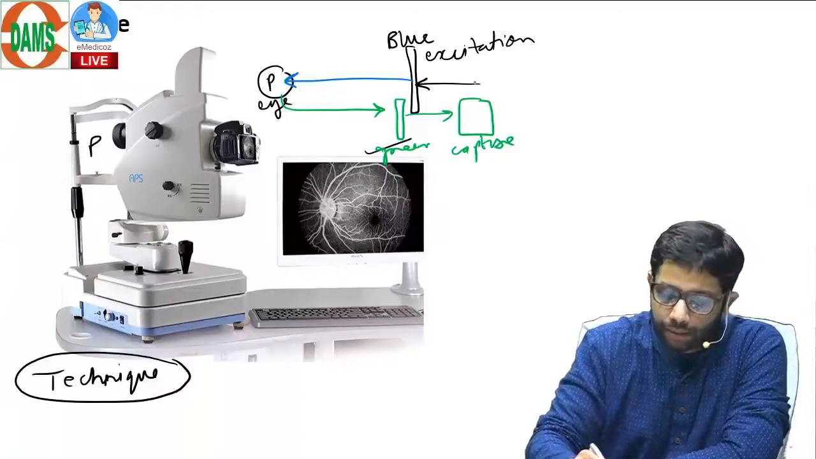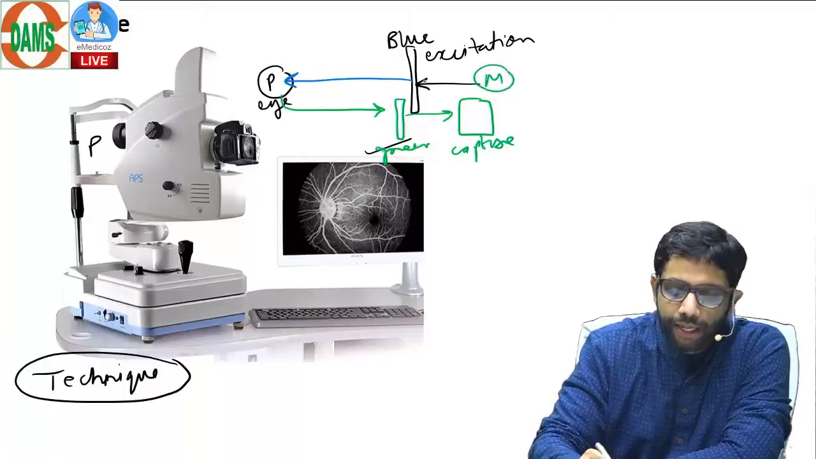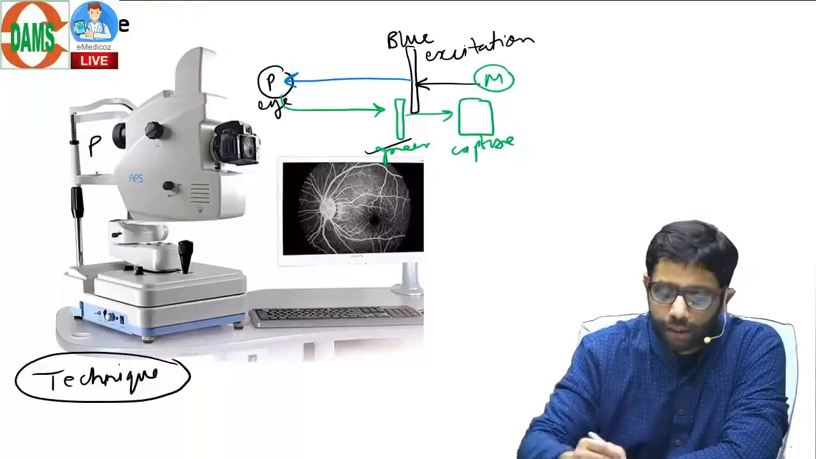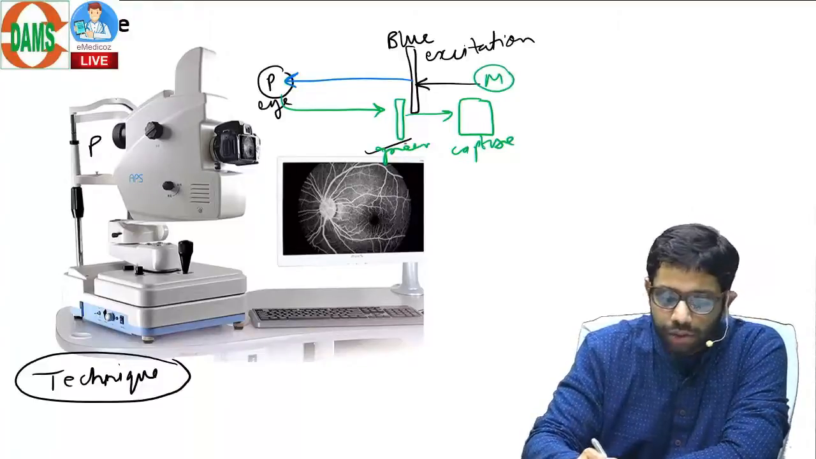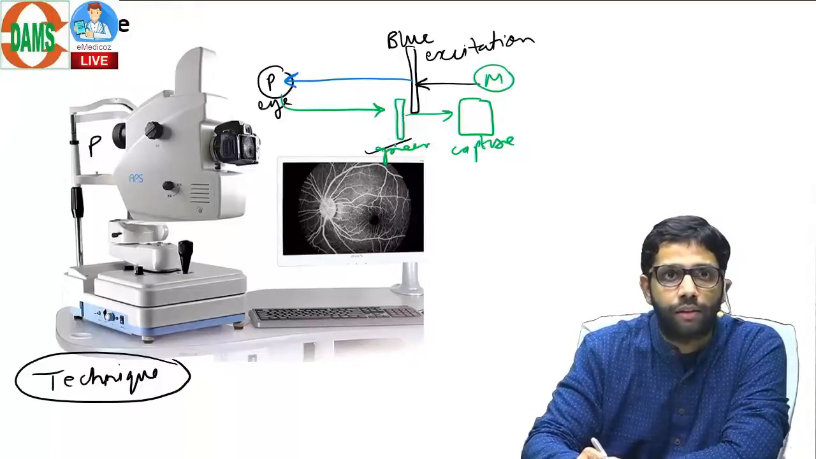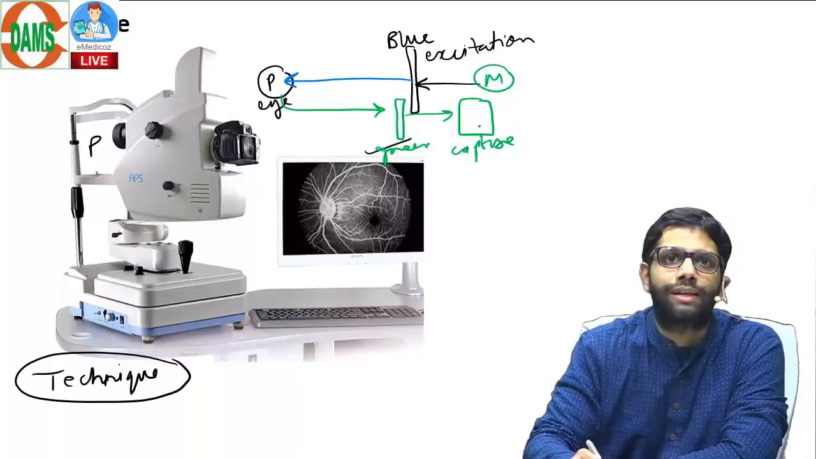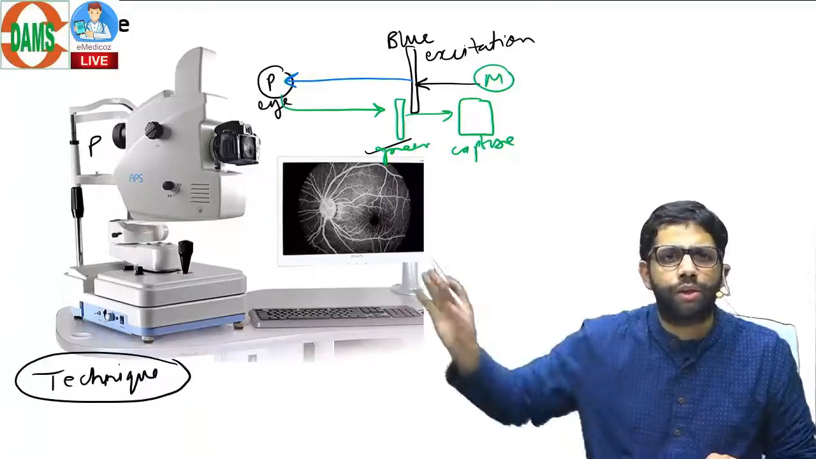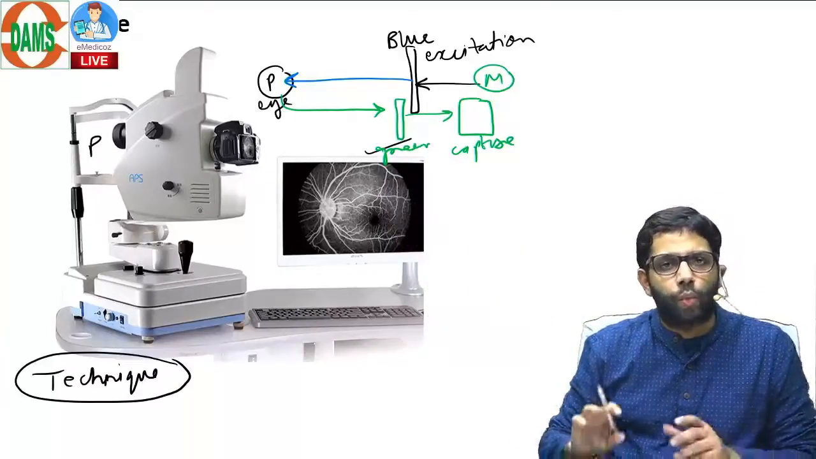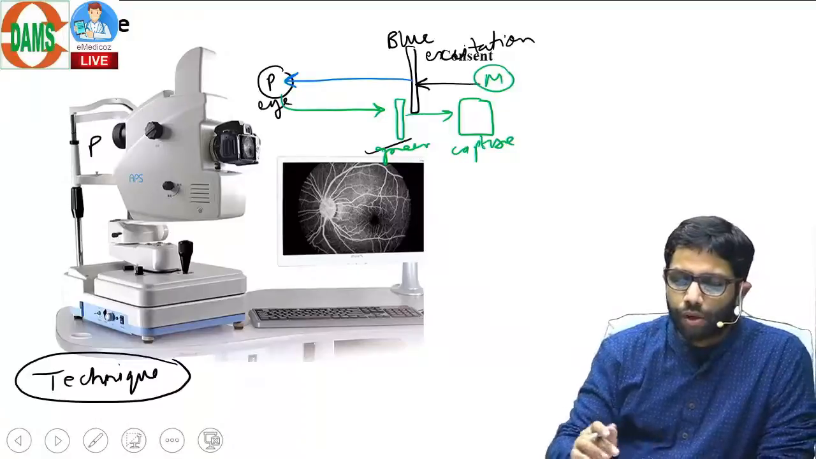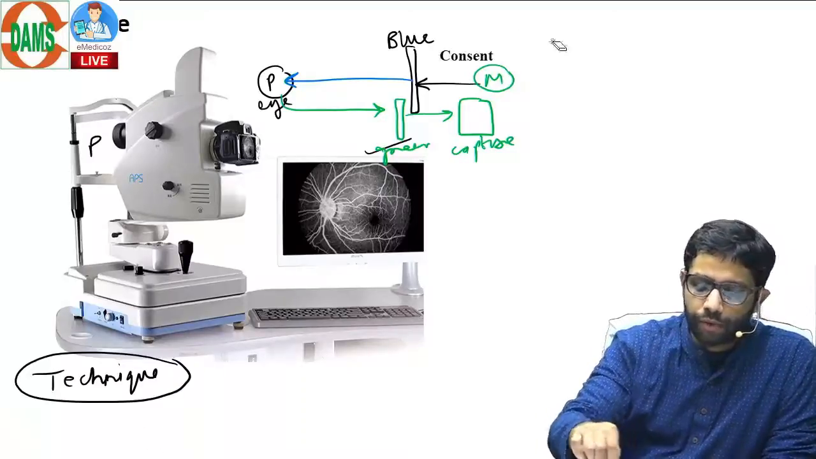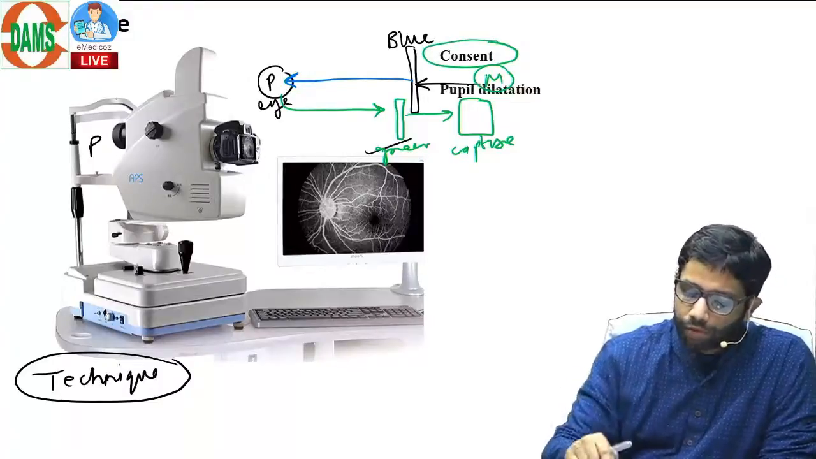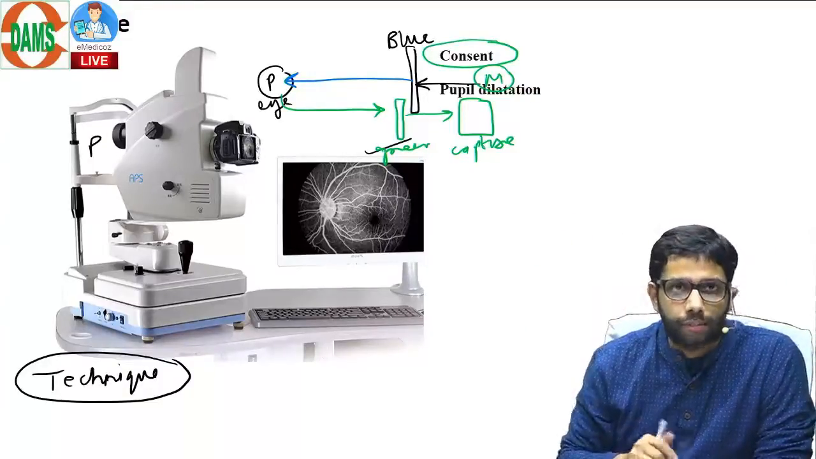So a simple line diagram: this is the machine, light comes, blue excitation, blue light comes inside the retina vessels, it will have a fluorescence capability, green light comes outside, there is another filter, and it is captured by a camera in the machine. So that is a simple line diagram of an angiography, and we are talking about fluorescein angiography over here. What is the technique? Of course, you have to take the consent of the patient first. Then of course you have to dilate the pupil because you have to see the retina.